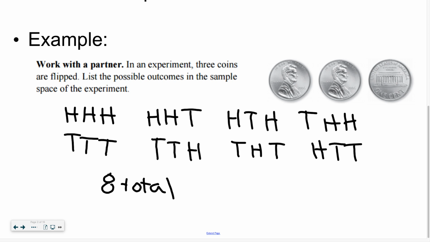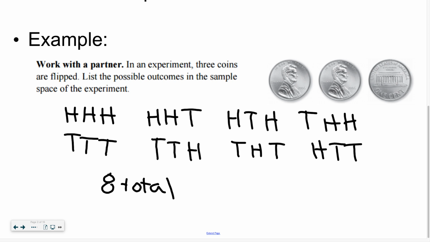What about at least 2 tails? Half. Yeah, because there's 4 out of 8. You'd add the 3 tails with the 2 tails. Okay? So you can use sample spaces to calculate your probability.